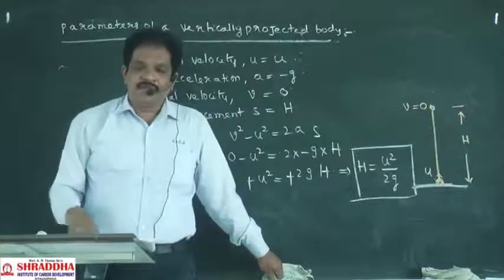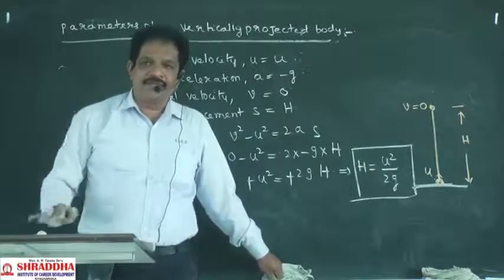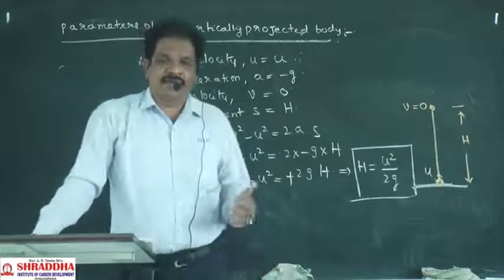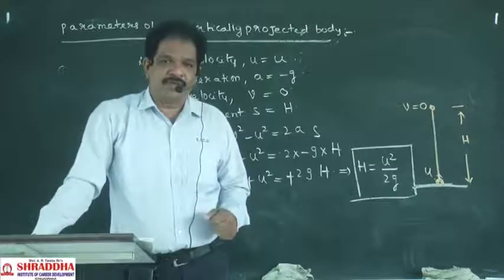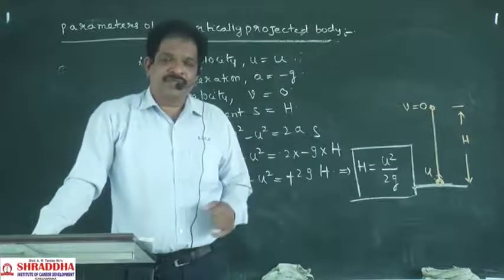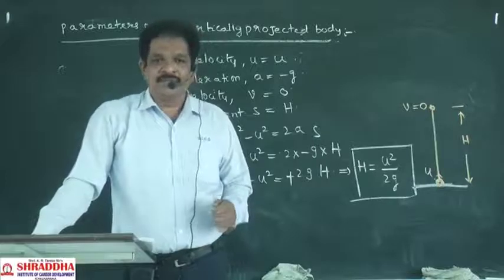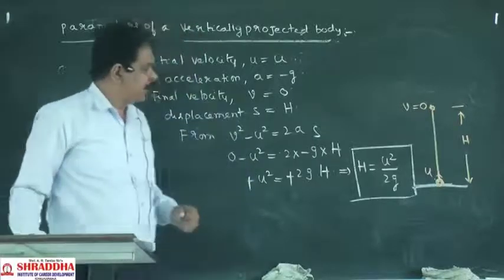Okay. The vertical distance traveled by a vertically projected body before its velocity becomes 0 is called maximum height.